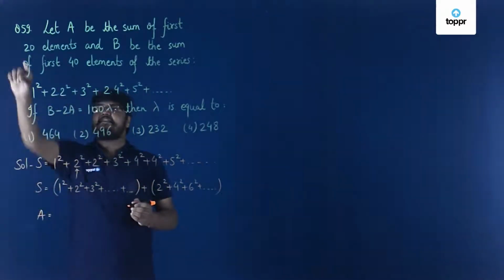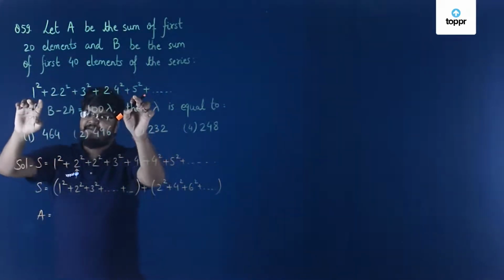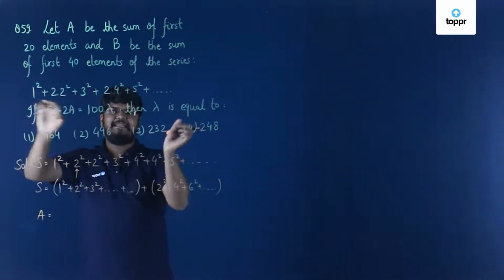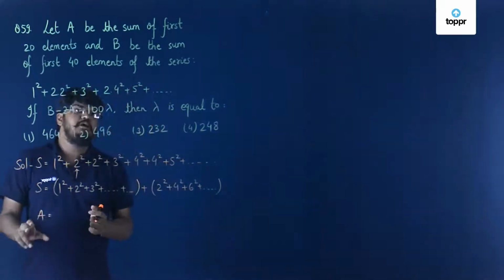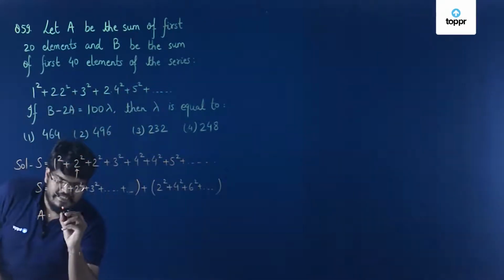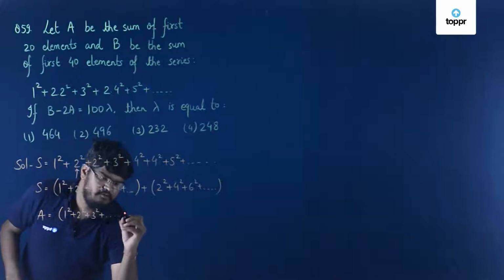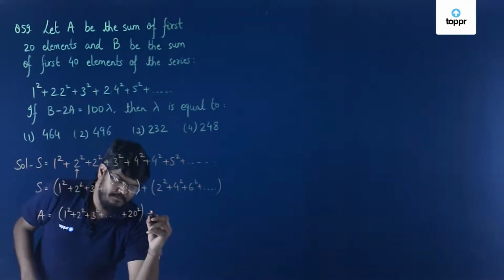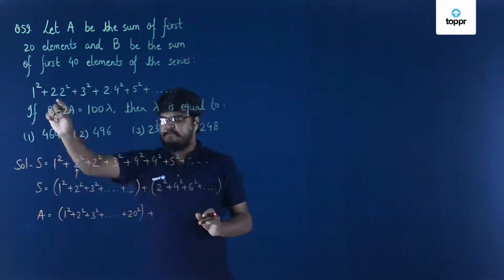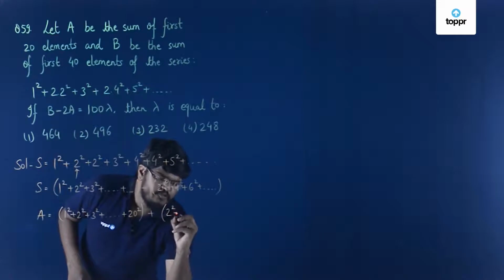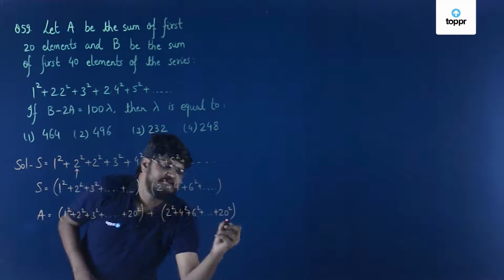A is basically the sum of first 20 elements of the series, and I can see that fifth element is 5 square. That means 20th element will be an even number and it will be multiplied with 2. So it will be 2 into 20 square. So I am going to take the sum of first 20 elements, and that will be 1 square plus 2 square plus 3 square and so on until 20 square, plus to make sure that these 2 square, 4 square up till 20 square are multiplied with 2, there will be 2 square plus 4 square plus 6 square up until 20 square, right?